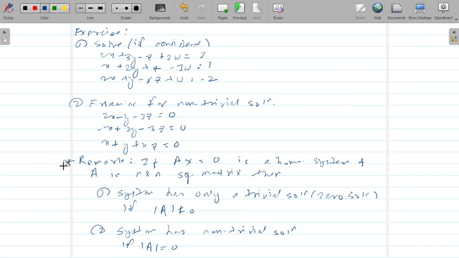And this is all about system of linear equations.